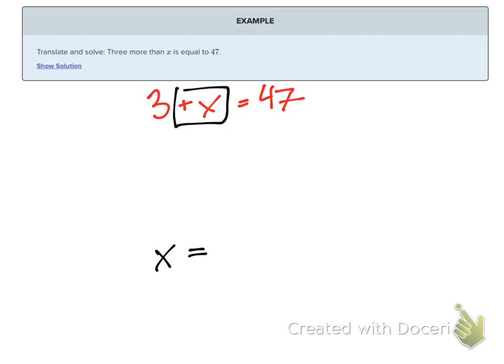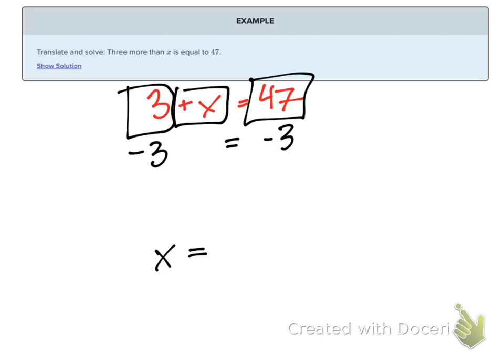Here, this is a plus x, this is a 3, this is a 47. I box around the operation in front of the number or variable. That's a positive 3. So I'm going to take away 3 from both sides. That 3 is gone. 47 minus 3 gives us 44. X equals 44. If you did not show your work on this, you would not be correct.